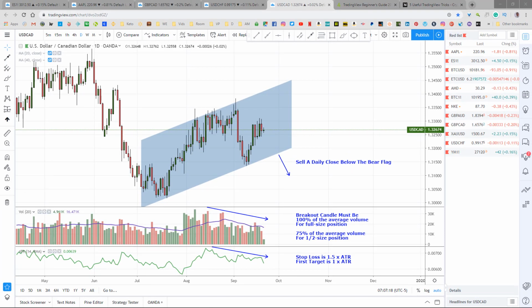If after entering the trade we get a close back inside the bear flag, we will take the loss right then and not wait for it to hit the stop loss. Our intention is that a breakout from these patterns should be explosive and hit our target fairly quickly. If the momentum goes away, we want to shut the trade down without taking a full stop if possible.